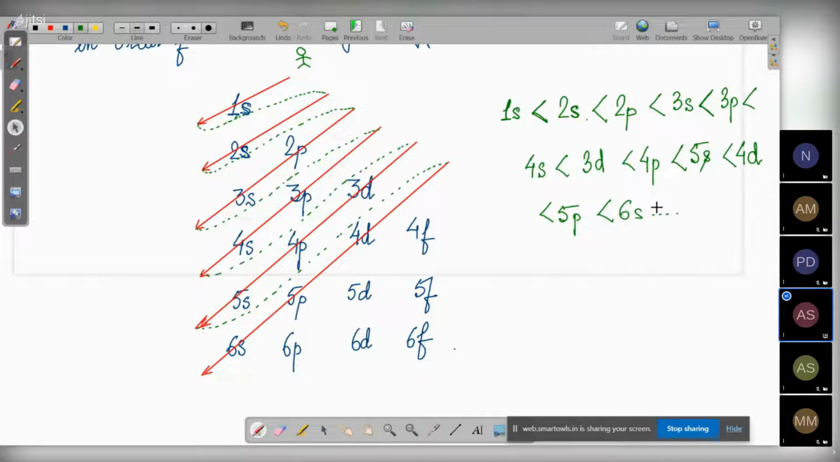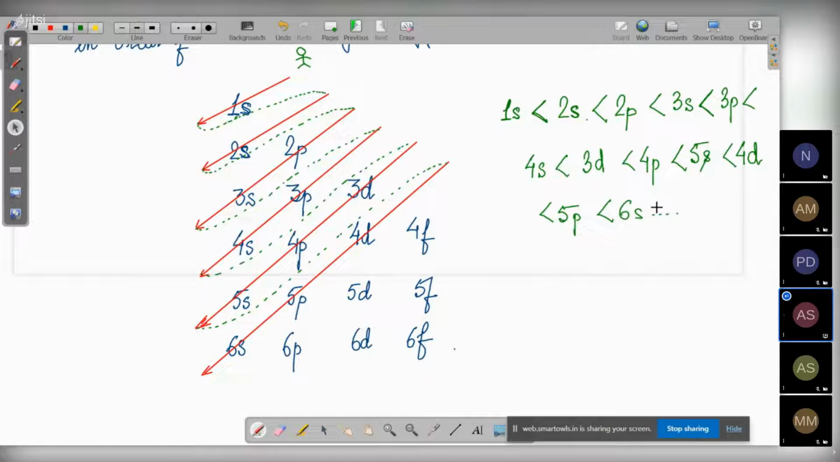Okay. Obviously, once the previous orbital is filled, then only the electron will go to the next orbital. When 1s is filled, then only will the electron go to the 2s orbital. After completely filling 2s, then the electron will go to the 2p orbital. It is not like 2s is incomplete and yet the electron goes into 2p. That type of situation does not happen. First, the orbitals which are present before have to be filled in completely. Then only can the electron move on to the next orbital. So this is the Aufbau principle.